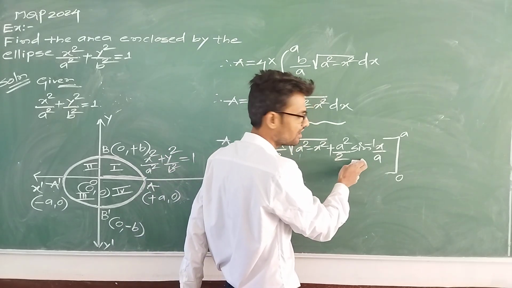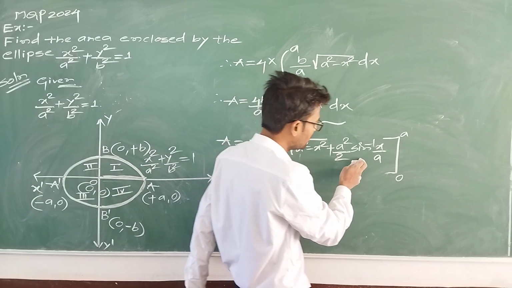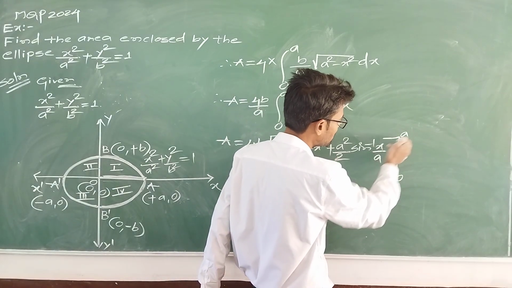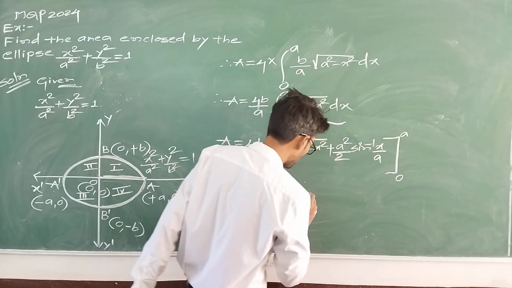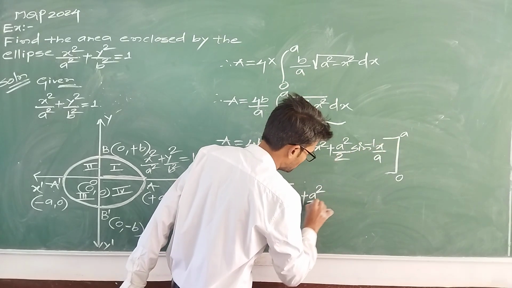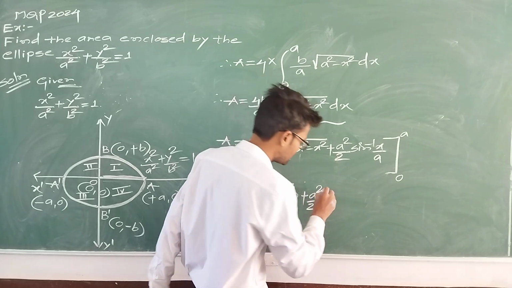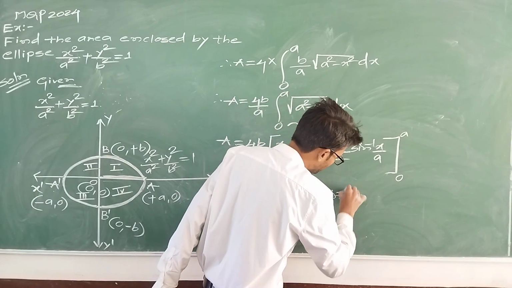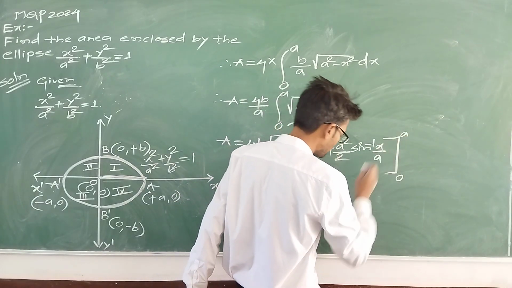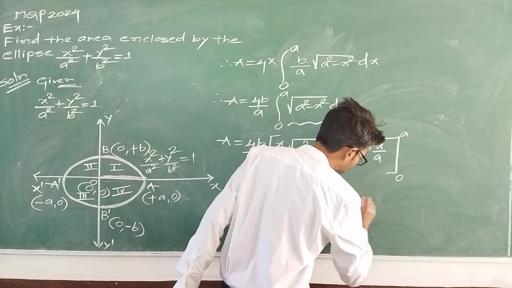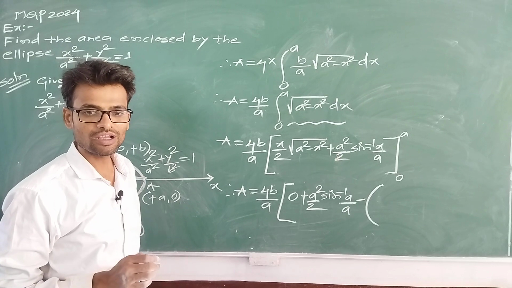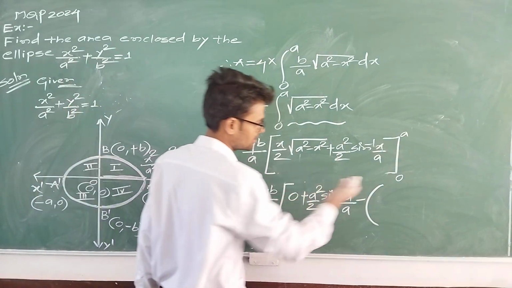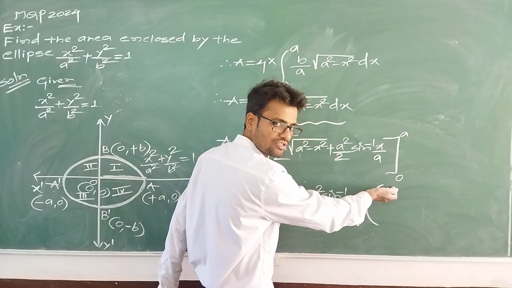Next in this term, in place of x you take a. So a square by 2 as it is, plus a square by 2 sin inverse, in place of x you take a, so it is a by a. Minus, after taking the upper limit, you take the lower limit. So see, the lower limit you take, here the lower limit is 0.